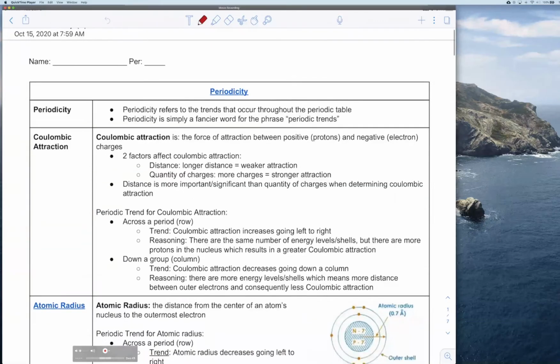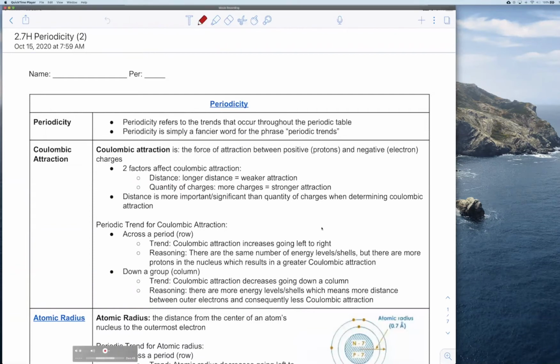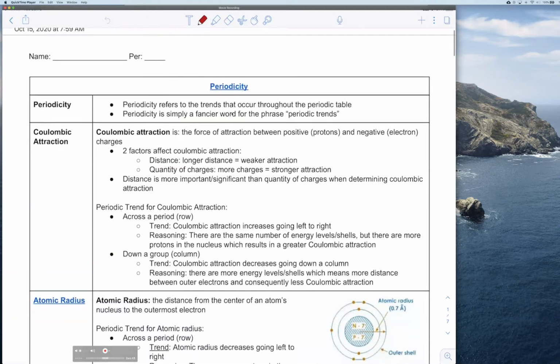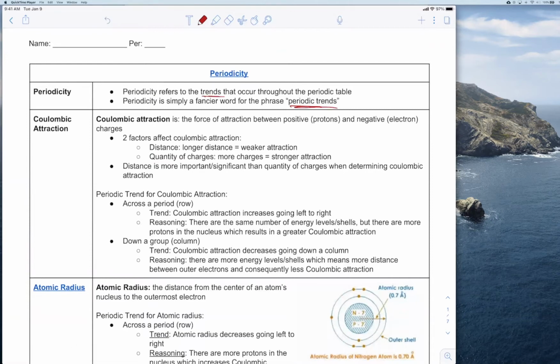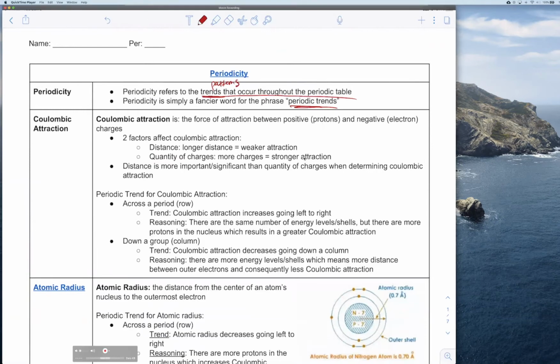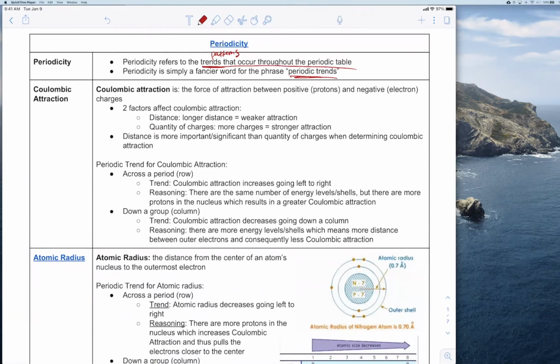Okay, so today we're going over periodicity. Periodicity is basically just what it says right here. It's a fancier word for periodic trends, or in other words, trends or patterns that occur throughout the periodic table. Now, periodicity is all based on what we learned last time, which was Coulombic attraction.